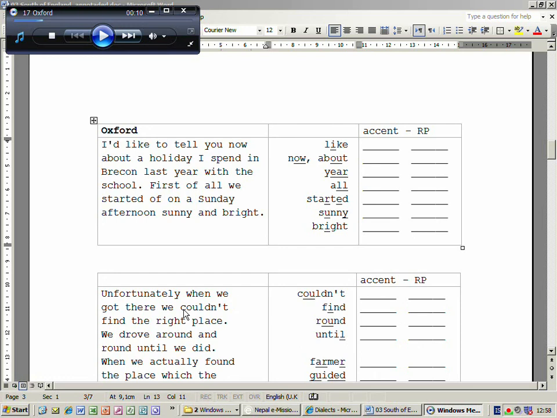how he says couldn't, because that's a foot word. Does he have the same vowel in it there? Unfortunately, when we got there, we couldn't find the right place. We drove around and around. He just says, couldn't find, and I think it's a bit like Sunday with him there. It's about pretty well the same. Right. Yeah, we couldn't find the right place. Place and not place, okay. So listen to drove and around, see what happens there.